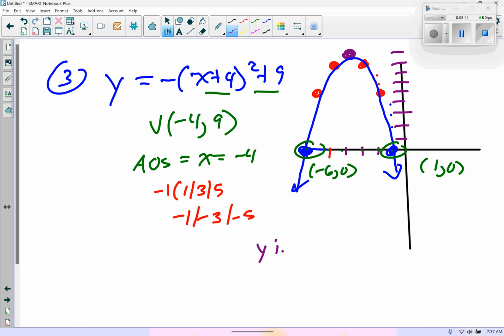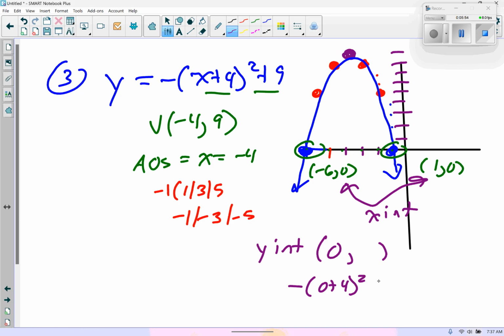So let's figure out the y-intercept as well. So these are the x-intercepts. Y-intercept, I'm going to plug 0 in. So I have negative (0 plus 4) squared plus 9, which is going to give me 4 squared is 16. Negative out front comes with it. And then just go ahead and subtract. So 0, negative 7. So we got a lot of information from this one.